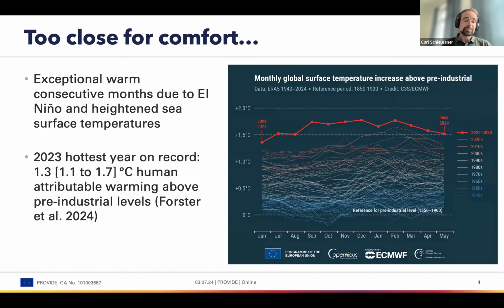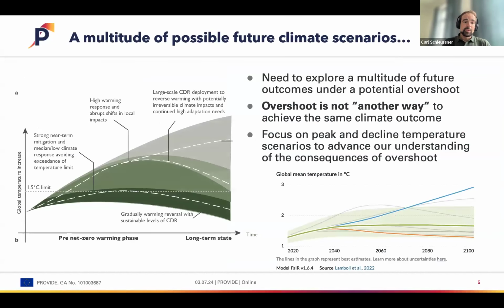Next slide, please. In order to do that, we are exploring a multitude of possible climate futures. It's very important to stress that an overshoot, so a temporary exceedance of a level and then returning back below again, is not another way to achieve the same climate outcome. There are a lot of consequences from that in different components of the climate system that we have explored under the project.